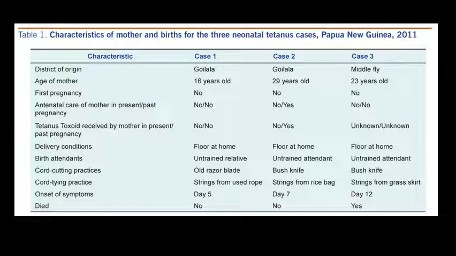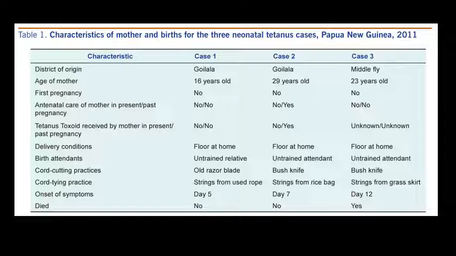All right. Delivery conditions: floor at home, floor at home, floor at home. Who was there to help her give birth? Untrained relative, untrained attendant, untrained attendant. Keep in mind, a lot of these people don't know the importance of keeping things really, really sterile. How did they cut the cord? An old razor, a bush knife, and a bush knife. How did they tie it off? They used strings from a used rope, strings from a rice bag, strings from a grass skirt. When did the baby show symptoms? Day 5, day 7, day 12. And luckily 2 of these 3 babies didn't end up dying. If you can get the babies through the first 2 weeks, a lot of times they can end up recovering. But as little newborns, they're really fighting for their lives during the first few weeks of their life, okay?